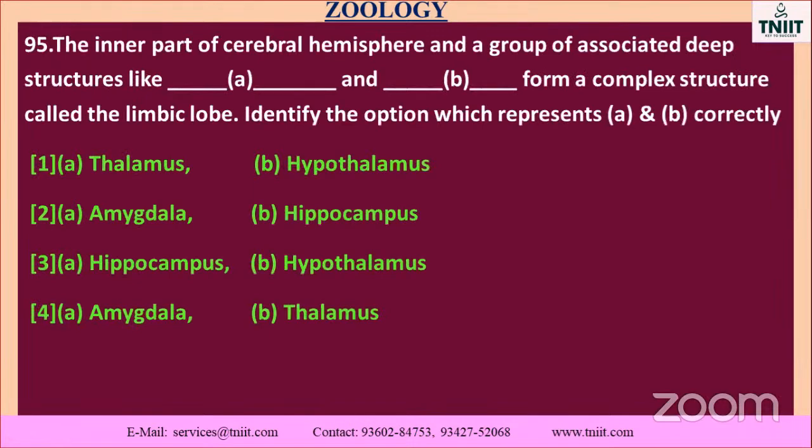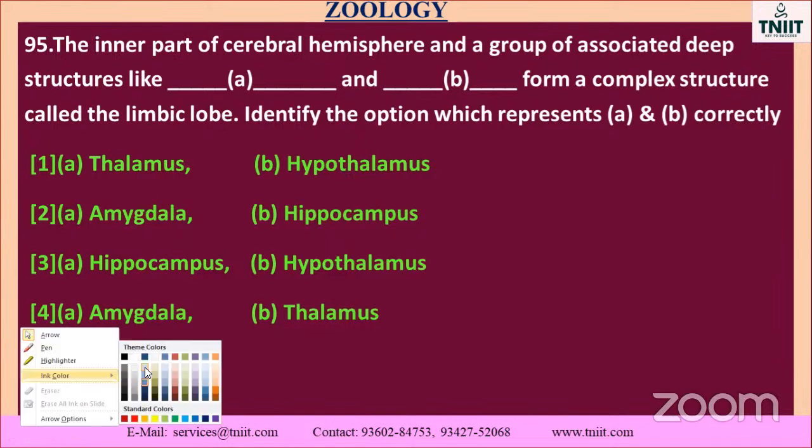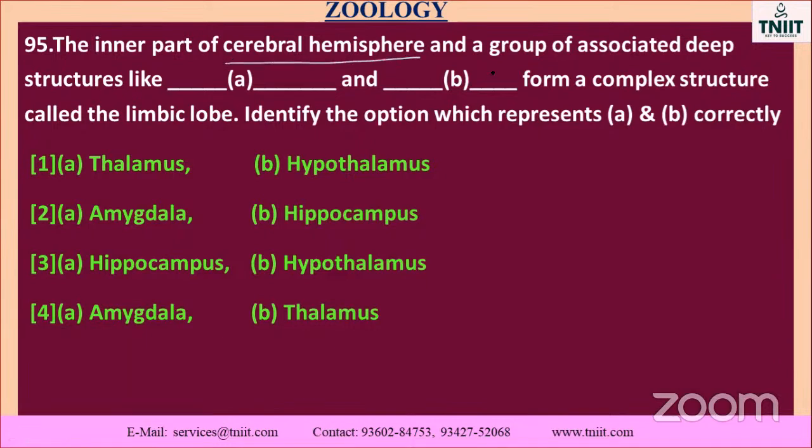Okay. For the next one. The inner part of the cerebral hemisphere. Don't forget, my dear students, the cerebral hemisphere has a group of associated deep structures, like which one, you know? Which one is the correct? See that, which one is the correct? Thalamus, it will not come. Okay, thalamus, it will not come.